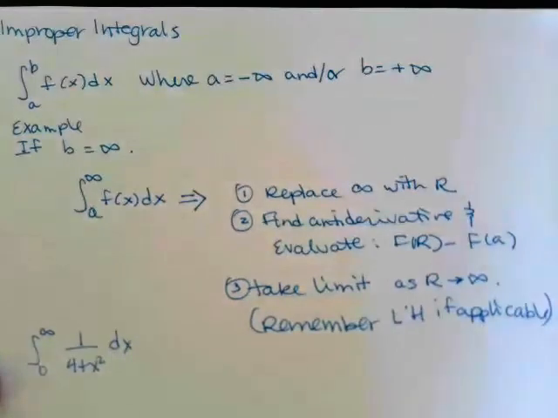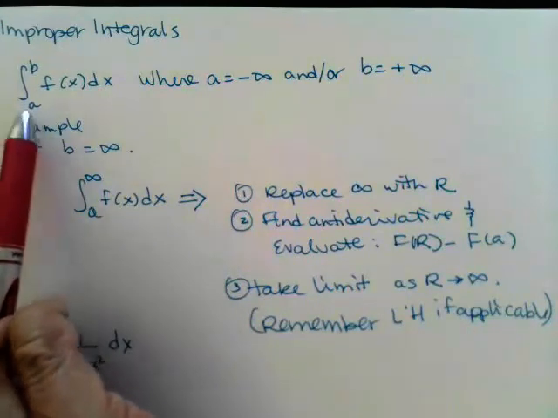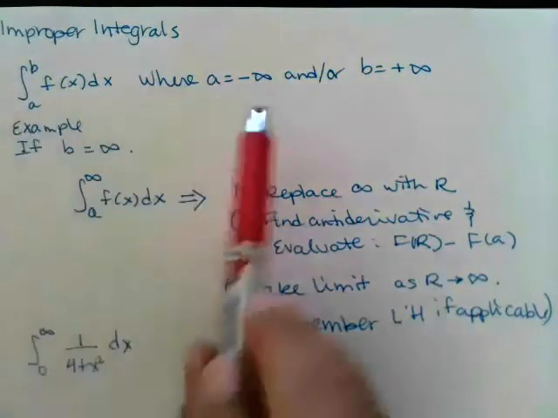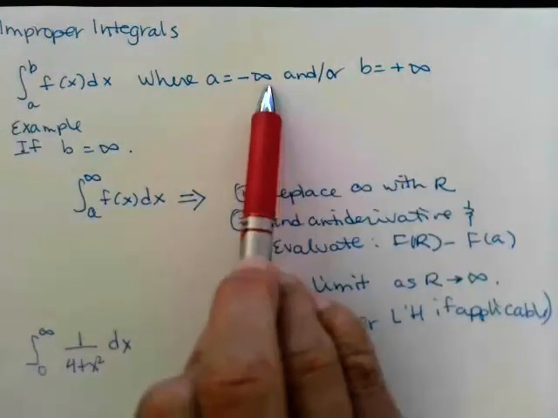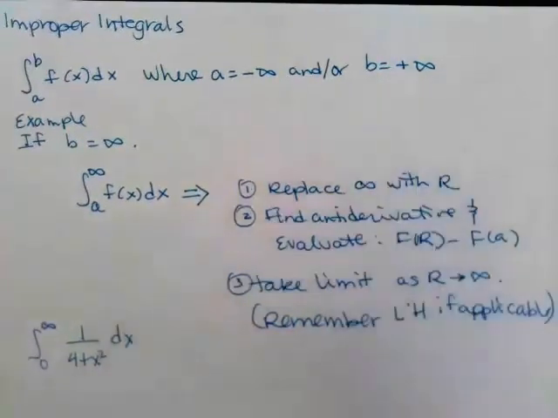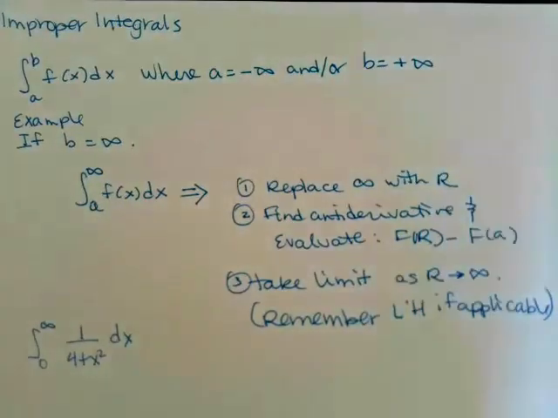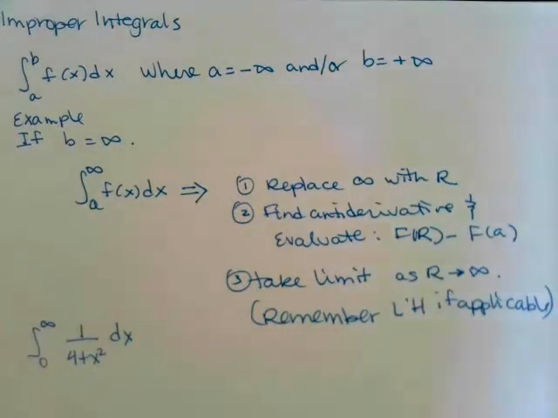So for improper integrals, what I want to talk about today is if we are evaluating an integral and one of your limits, either a or b, is infinity. So if it's a, it would have to be negative infinity. If it's b, it would have to be positive infinity. So we just need a strategy for doing that because, of course, infinity isn't a number, so we need a workaround.